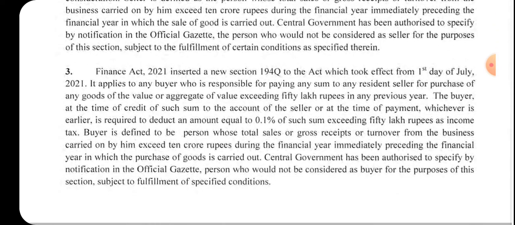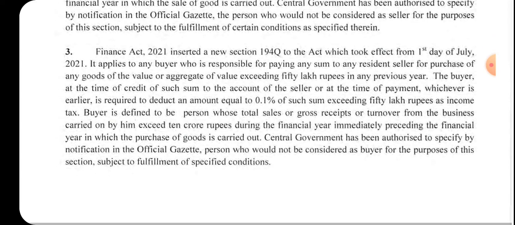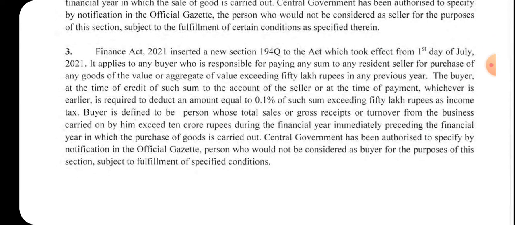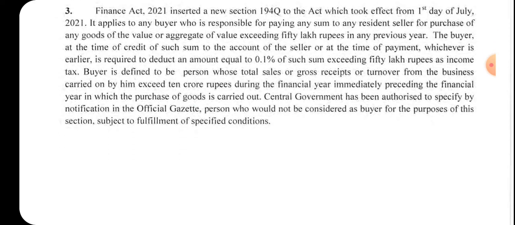Para 3 says Finance Act 2021 inserted a new section 194Q of the Act which took effect from the first day of July 2021. It applies to any buyer who is responsible for paying any sum to any resident seller for the purchase of any goods of the value or aggregate of value exceeding 50 lakh rupees in any previous year. The buyer, at the time of the credit of such sum to the account of the seller or at the time of payment, whichever is earlier, is required to deduct an amount equal to 0.1% of such sum exceeding 50 lakh rupees as income tax.